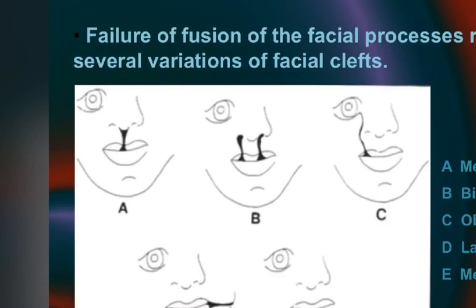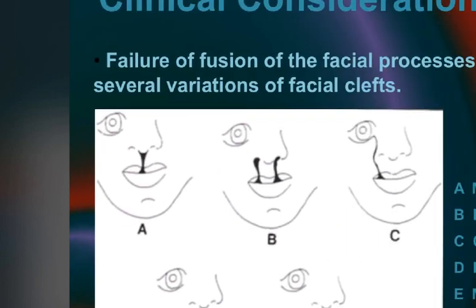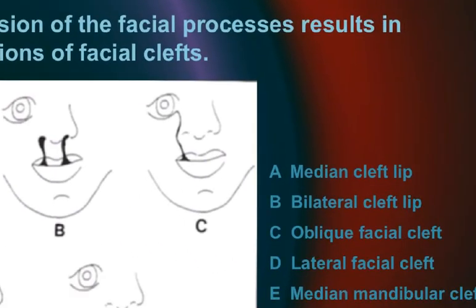For example, in this picture here, we have here medial nasal process, medial nasal process. Two medial nasal processes fail to fuse. This leads to a midline facial cleft, or called median cleft lip. Median cleft lip.